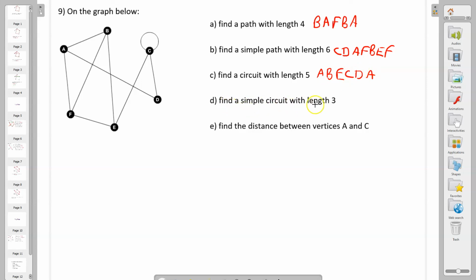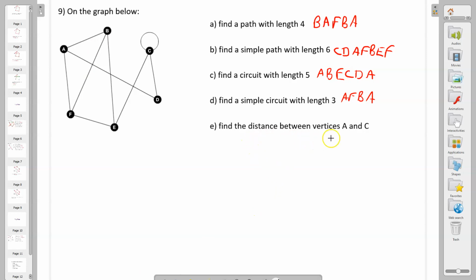Now we need to find a simple circuit with length 3. So a simple circuit means it has to start and end at the same place and not have any repeated edges. The most obvious would be some kind of a triangle. A, F, B, A. It has a length of 3, it's connecting 3 vertices, and has 3 edges.